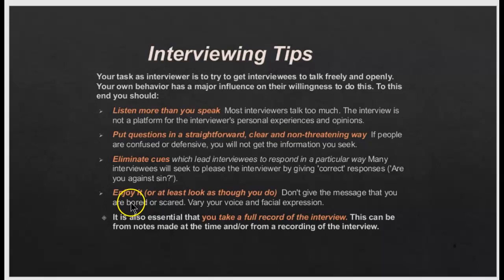And then you really should have a good time. You want to make sure that the person you're interviewing doesn't see your stress, your anxiety, or anything like that, because you want to keep them comfortable and calm so you get the most information from the interview.